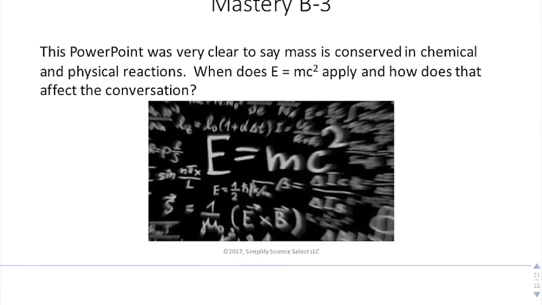Okay, it says this PowerPoint is very clear to say that mass is conserved in chemical and physical reactions. When does E equals mc squared apply, and how does that affect conservation? Okay, so some of you may be familiar with the idea of E equals mc squared, but it's basically the idea that mass and energy are the same thing. So if you have a certain amount of mass, that mass has a certain amount of energy. In other words, there's no difference between the two. The c term is just the speed of light, which is a constant.